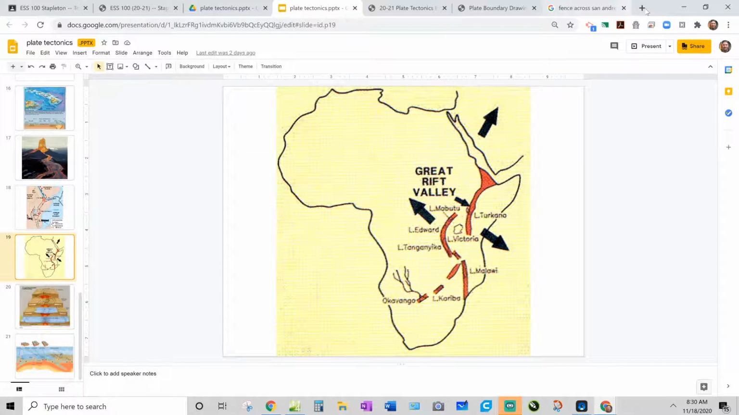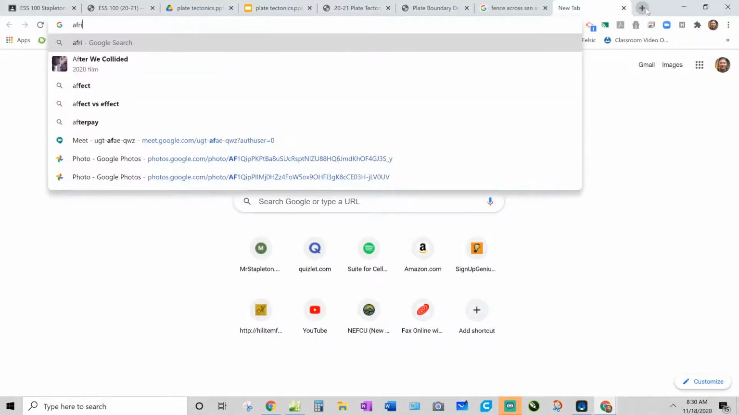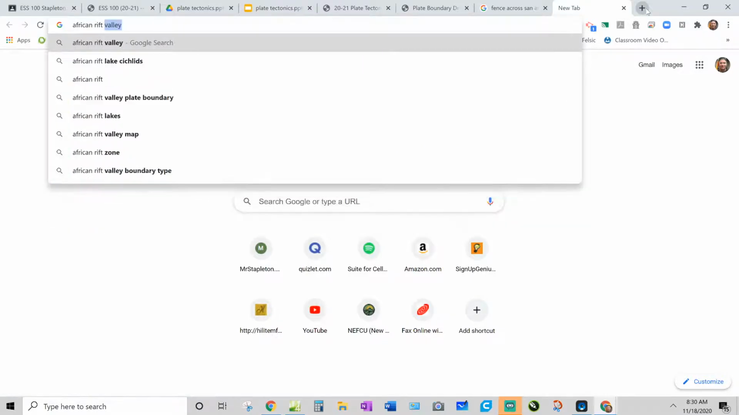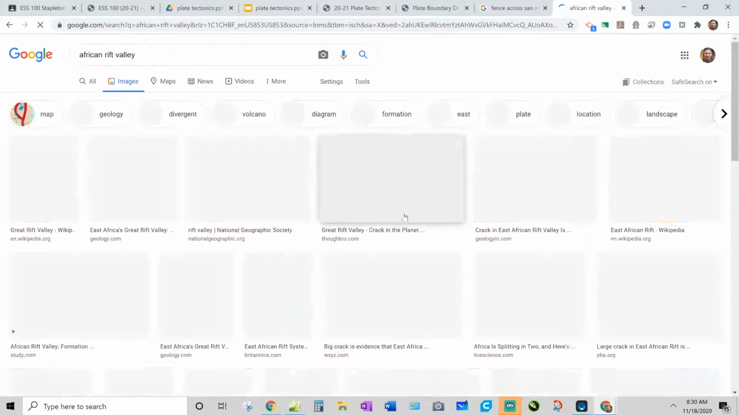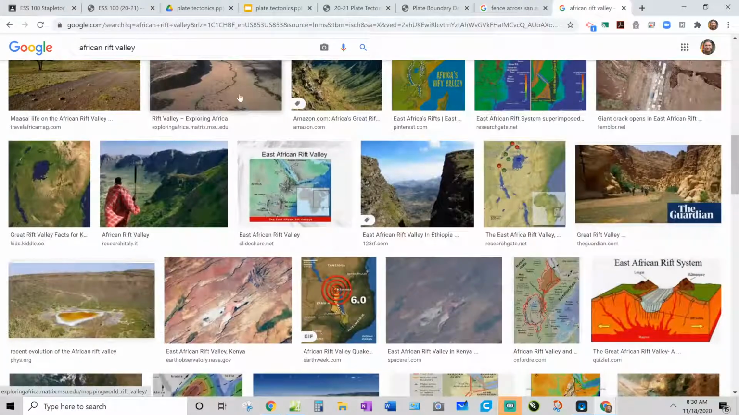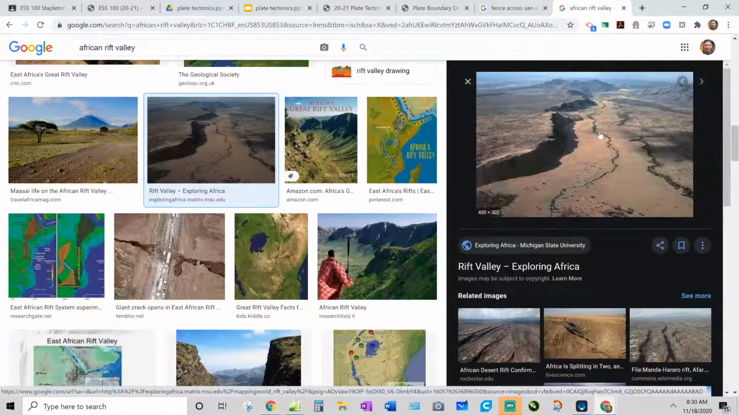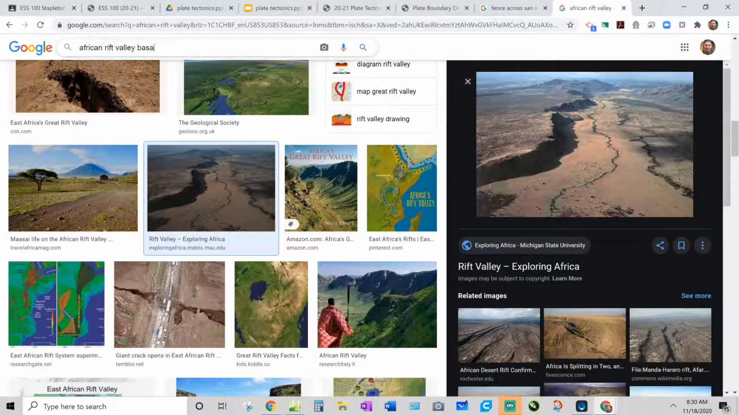And I want to find, even though I don't have it on here, one good photograph of the African Rift Valley. There are a lot of different ones. There are a few that I really like. This is a good one. So this one shows continental crust over here, continental crust over there. This doesn't look like mafic stuff in the middle, but this is probably sediment that's washing in, eroding in from these two sides. Let me do African Rift Valley basalt.